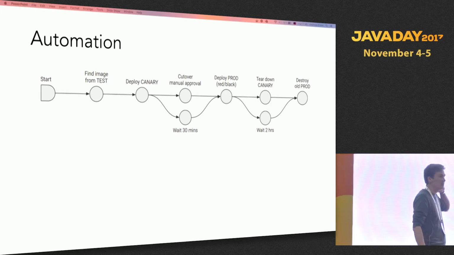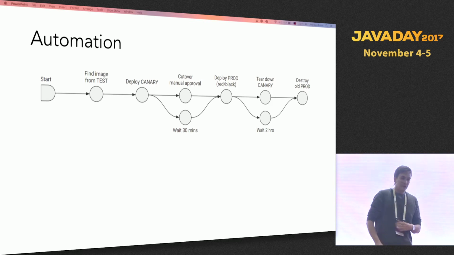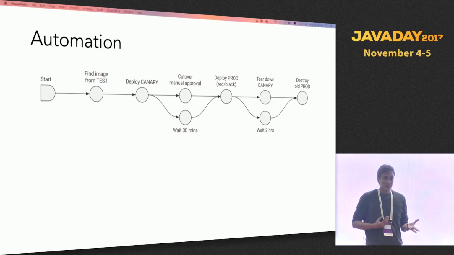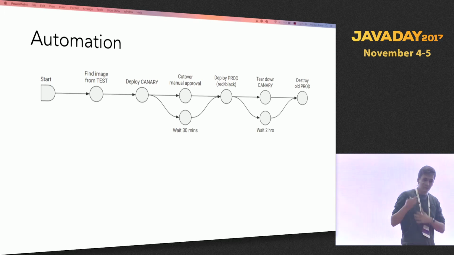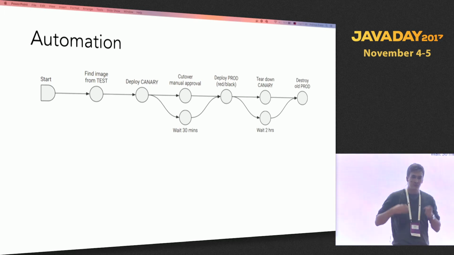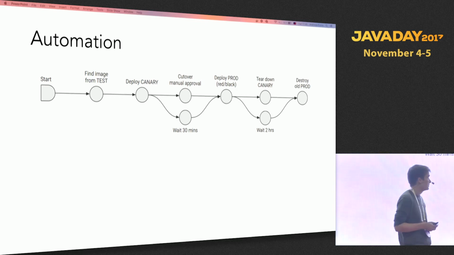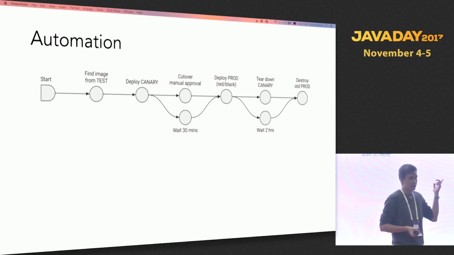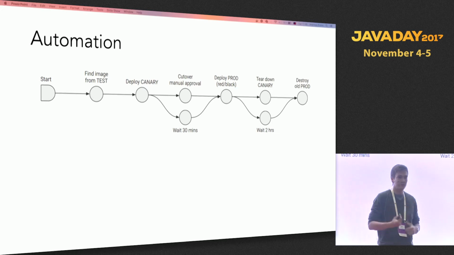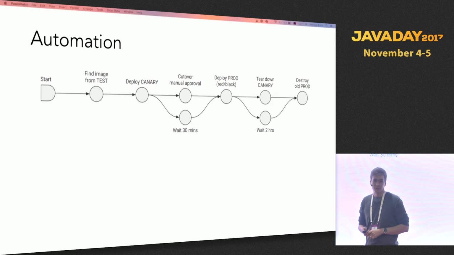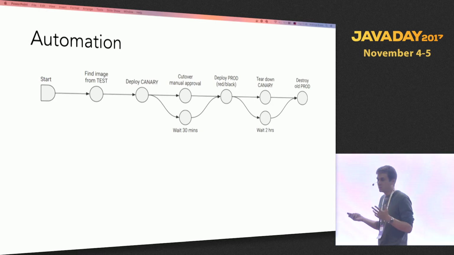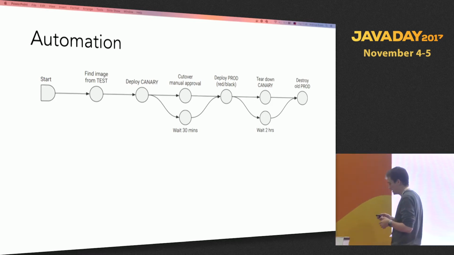Then deploying a canary, having a cutover to see if the canary was successful or not, which is a separate cluster. Then if you deploy on production, do it in a blue-green fashion, so the full rollout, but then you might even do it rolling if you'd like. Tear down the canary cluster because you're confident about the release. Wait a couple of hours, and then destroy the old version of production. Okay, so this is a typical deployment pipeline that you could be writing.